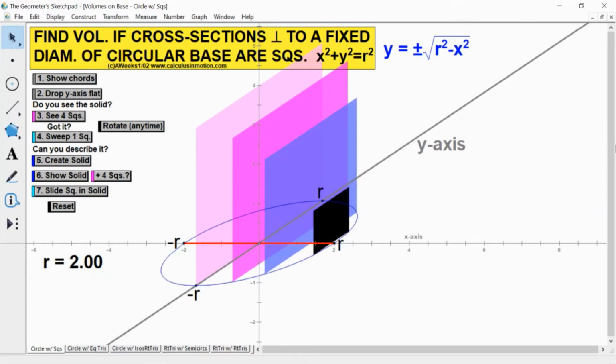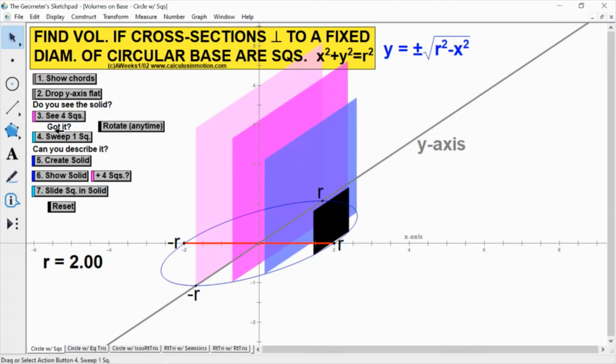Well, they're squares. So if I think about the area of the cross section, the distance between the top and the bottom of the circle is the length of one side of the square. And then I can just square that, and that would give me the area of the cross section. So essentially, what we're going to do is give each one of these squares a really, really thin thickness. Since we're perpendicular to the x-axis, the thickness of that cross section would be dx.